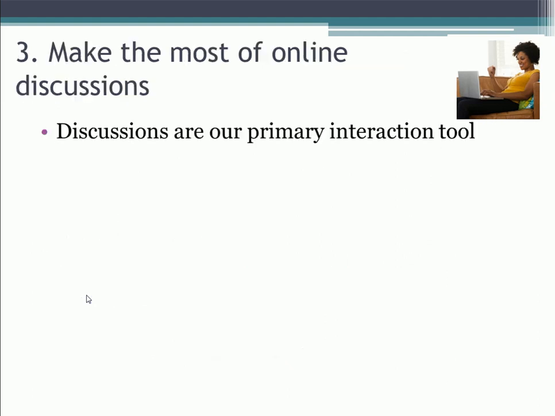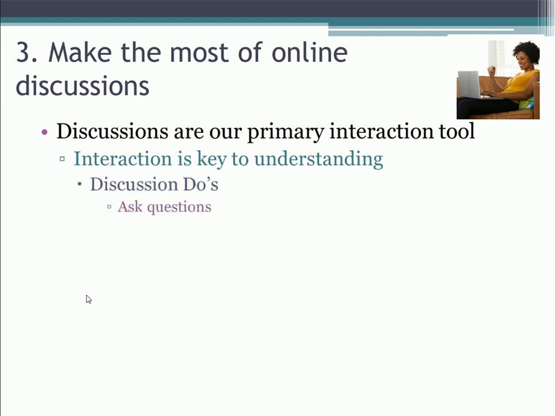The discussions are going to be our primary tool of interaction. This is how I'm going to get a sense of how you're thinking about things. Discussions are meant to be interactive, and they're meant to be a place where we can explore ideas. They're not meant to be a test of your knowledge, right? That's what the quizzes are for, right? The discussions are a place where you can ask questions, you can make connections to experiences you've had or other material that you've learned or other things that you've read. You can respond to classmates.